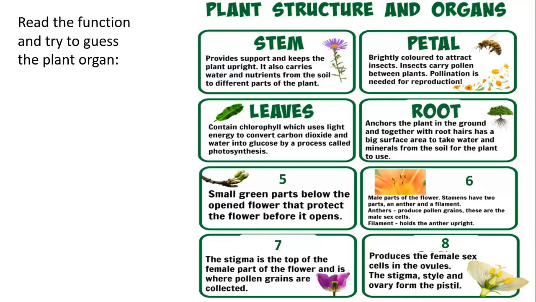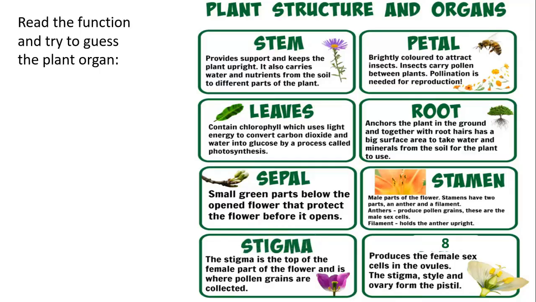The part that anchors the plant to the ground and makes sure that enough minerals and water are absorbed, this is the root. The small green parts that protect the unopened flower and cover it before it blooms, these are the sepals. And the male part of the flower is the stamen. It contains the anther and the filament.